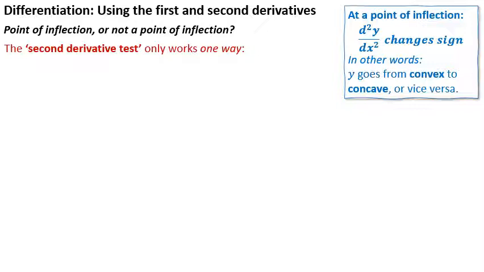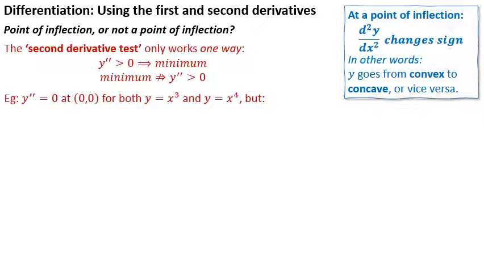So it's important to notice that the second derivative test that you've used before is a one-way test. If you get a positive second derivative, then it is true to say you're looking at a minimum. And equivalently, if you get a negative second derivative, it is true to say you're looking at a maximum. But the converse is not necessarily true. We can't say for sure that if you have a minimum, then the second derivative is positive. That does not follow, because you can have a minimum without having a positive second derivative. The classic counterexample will be y equals x to the 4.